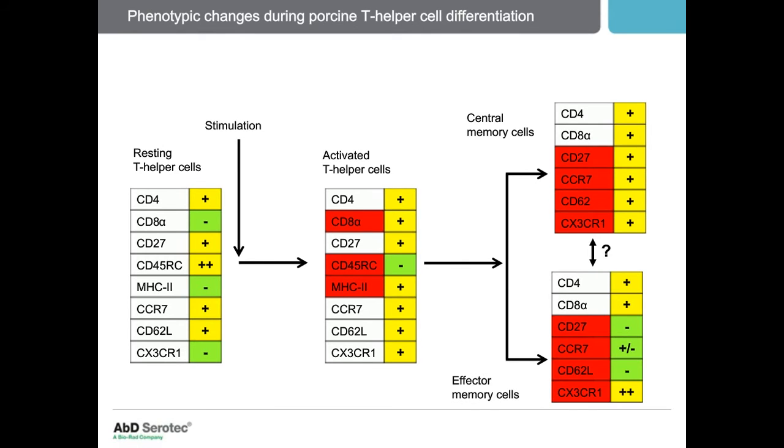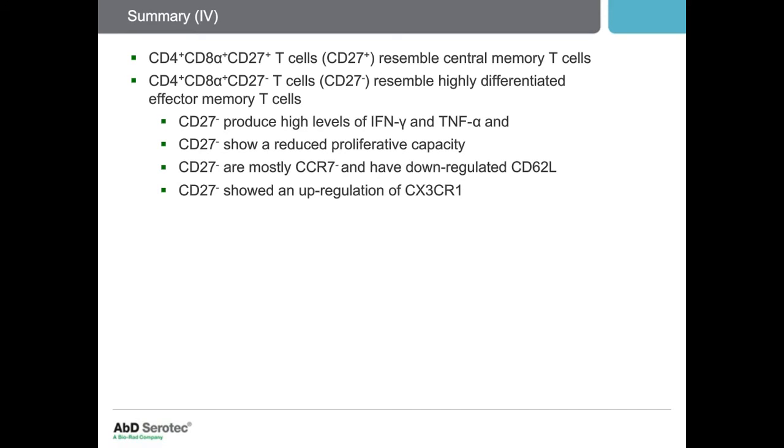Come now to the next summary. In swine, we have central memory T cells with the phenotype CD4 plus, CD8 alpha plus, CD27 plus. And we have the highly differentiated effector memory T cells with the phenotype CD4 plus, CD8 alpha plus, and CD27 minus. These cells produce high levels of interferon-gamma and TNF-alpha. They show a reduced proliferative capacity. They are mostly CCR7 minus and have downregulated CD62L. And they show an upregulation of CX3CR1.